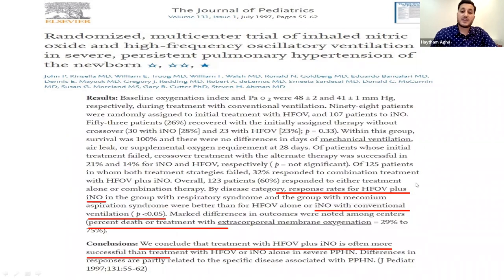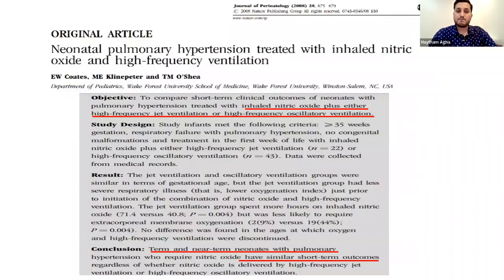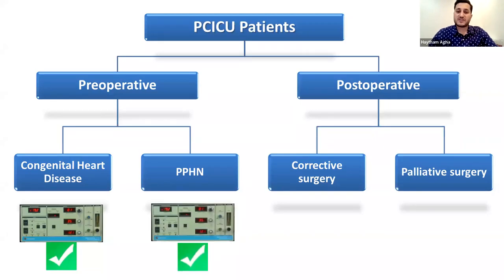And they found that treatment with inhaled nitric oxide and high frequency oscillatory ventilation was better than conventional mechanical ventilation with inhaled nitric oxide, and even better than high frequency oscillatory ventilation alone. Another study compared inhaled nitric oxide with high frequency jet ventilation and high frequency oscillatory ventilation. Is there a difference between both groups? They found the short-term outcome in both groups was the same. So now we can say that with resistant pulmonary hypertension, high frequency oscillatory ventilation is a good choice, especially if combined with inhaled nitric oxide.